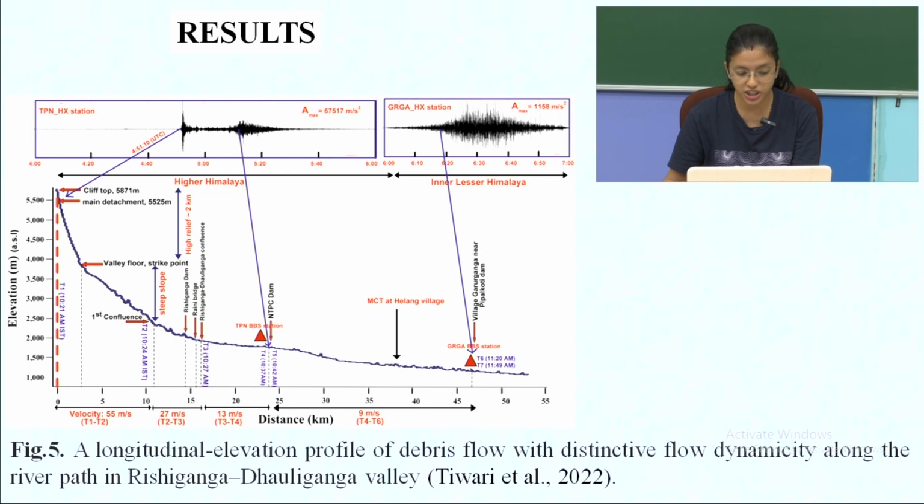Then it hit the Rishiganga dam and moved on to hit the Rani bridge and broke the village throughout. Then it moved towards the confluence of Rishiganga and Dhauliganga, and the velocity decreased from 55 meters per second to 27 meters per second. Then later, as it moved and hit the Tapovan station, at this point, the velocity decreased to 9 meters per second, destroying this NTPC dam.